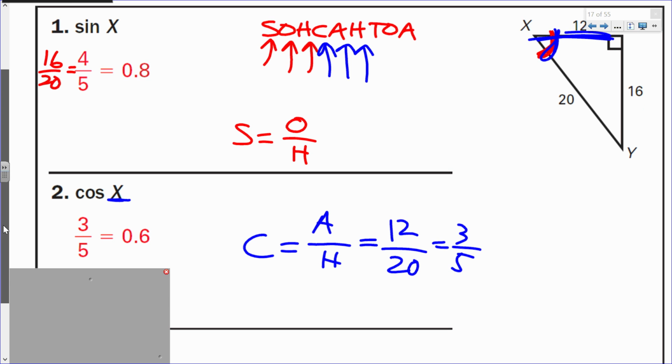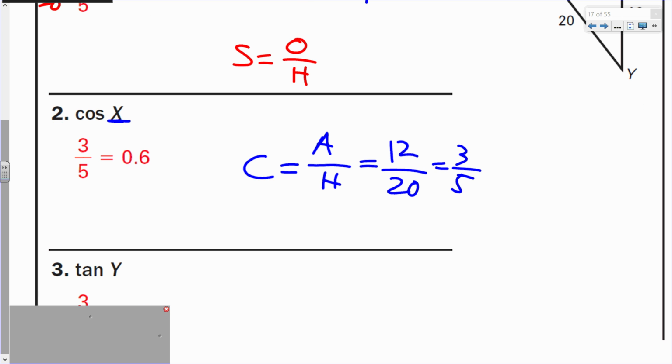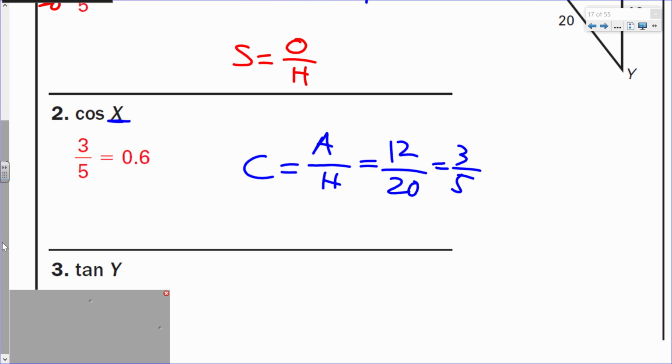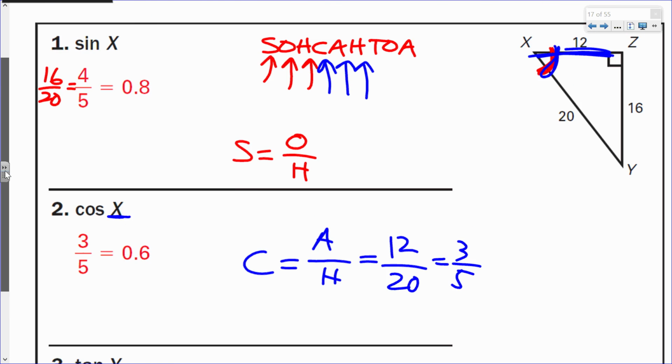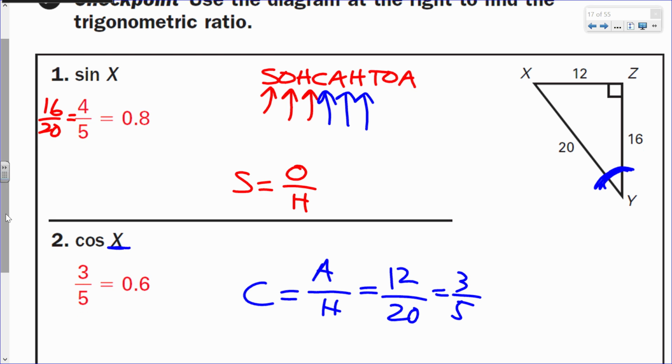Let's try tangent now. I think the last one's tangent. Here we are. Tangent of y. It's a different angle now, a different reference angle. So y is right over here at the bottom. It's the other acute angle. So we're not dealing with x now, we're dealing with y. That's your reference angle now. And we want to know the tangent.